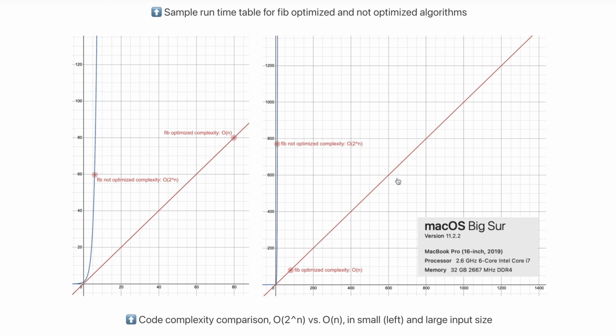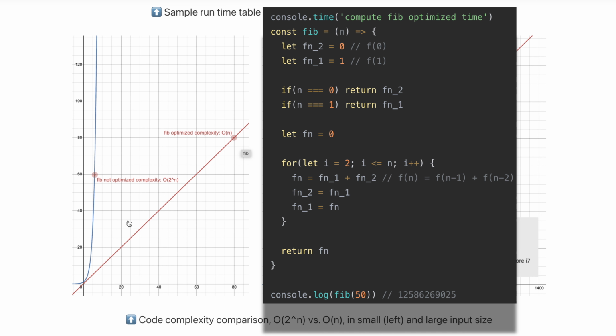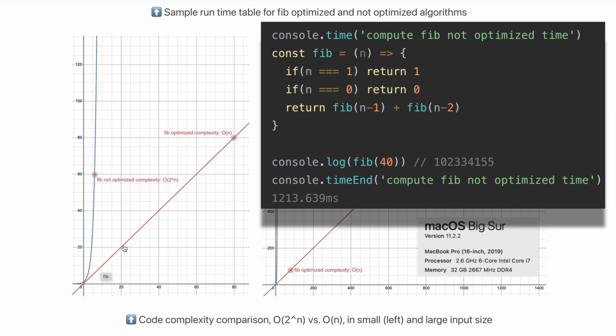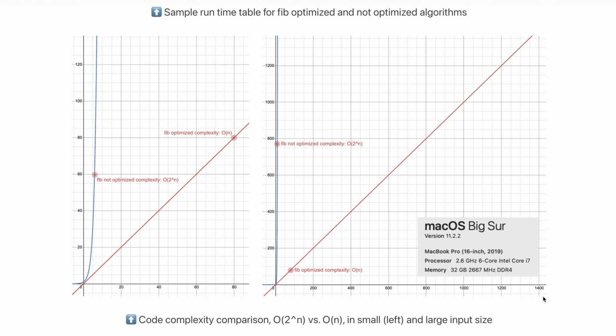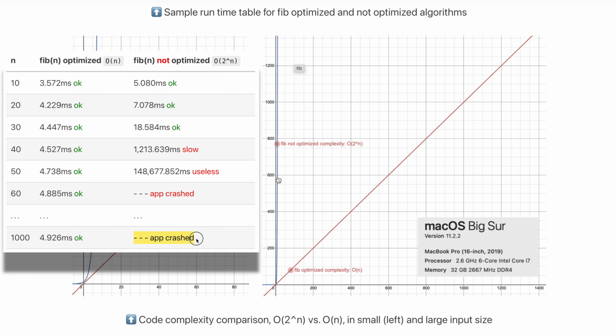This is a chart to visualize the complexity of the two algorithms. The time to run the optimized algorithm increases linearly when input size increases. Whereas for the not optimized algorithm, for one increase in input size, you have to double the time to run the algorithm. With very large input sizes from 0 to 1400, the not optimized algorithm looks like a vertical line. That means for one increase in input size, it's going to take a tremendous amount of time for the computer to run. This is the reason why our application crashed with input size larger than 60.